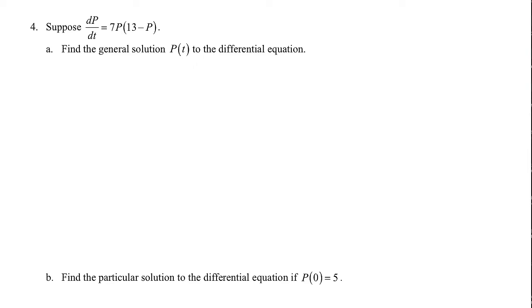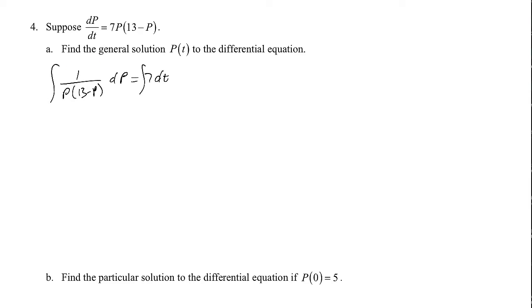All right, so this one, we can take time to do the general solution, and I'll show you some of the ideas behind it. You're never going to have to do this for us, so I'm not going to take a whole ton of time. But if I wanted to find the general solution, I would need to do separation of variables first. So I would have 1 over p(13 minus p) dp equals 7 dt. And then I would have to integrate.